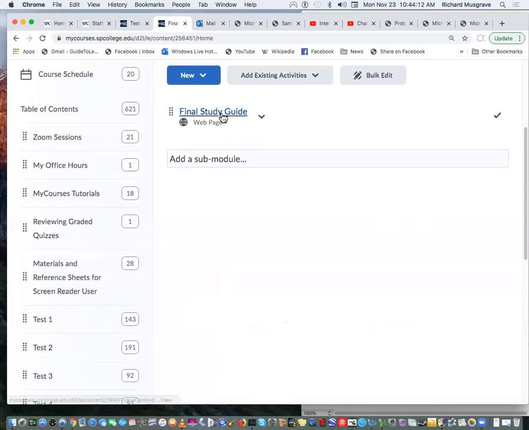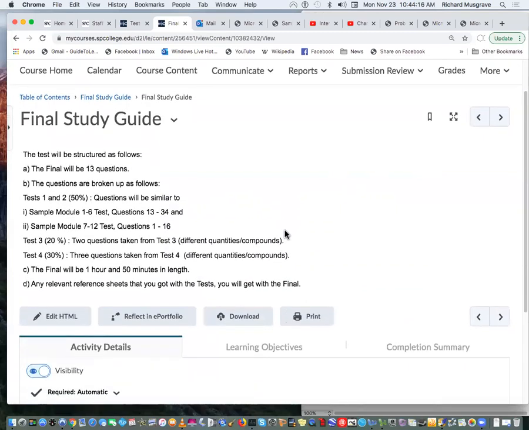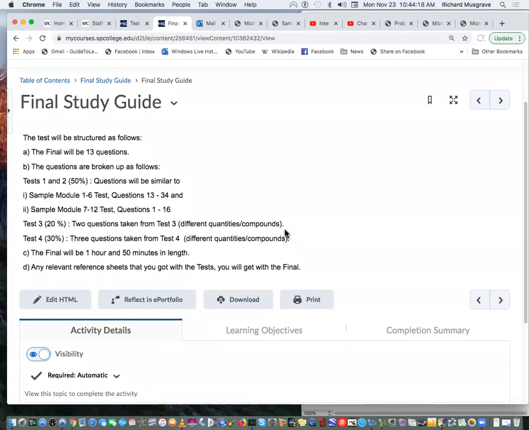Oh, and is it like reflecting it basically? All right, let's have a look at what the final study guide says. There you go. Yeah, it clearly outlines. So there you go. 13 questions. Test 1 and 2. I'll give you even a range of questions which you can look at to study. It's so transparent.